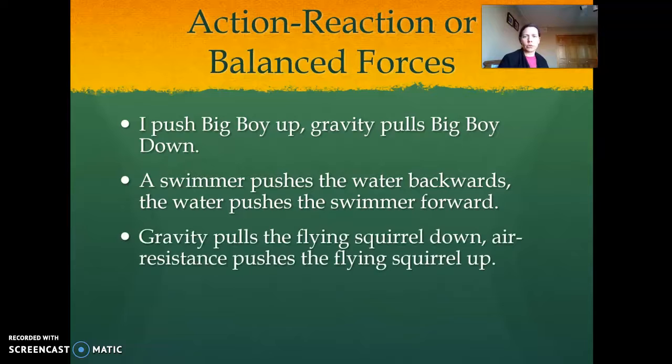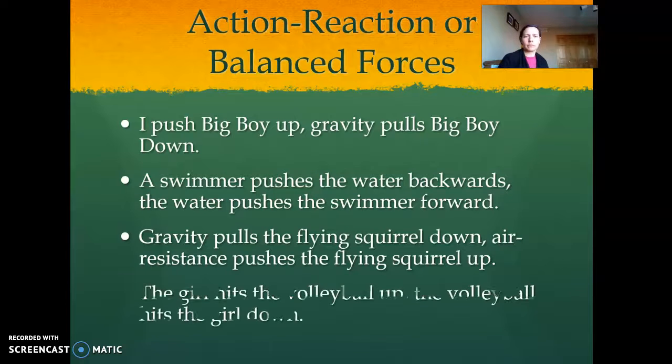Gravity pulls the flying squirrel down. Air resistance pushes the flying squirrel up. Both of these forces are acting on the flying squirrel. So one is pushing the flying squirrel down, one is pushing the flying squirrel up. These are balanced forces.